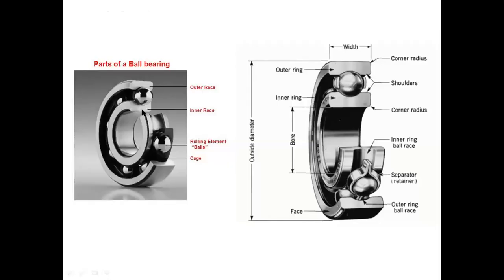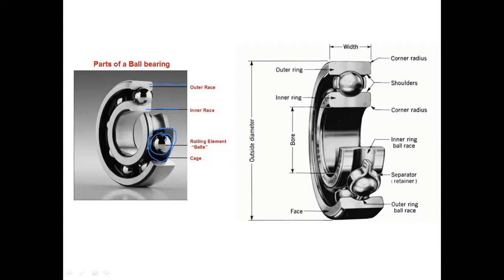So next you can see parts of the ball bearing, how a ball bearing is built. Here you can see this is your outer race, this is your inner race, and these are your rolling elements. These are your balls. You can see here these are your balls and they are fixed in some cage.